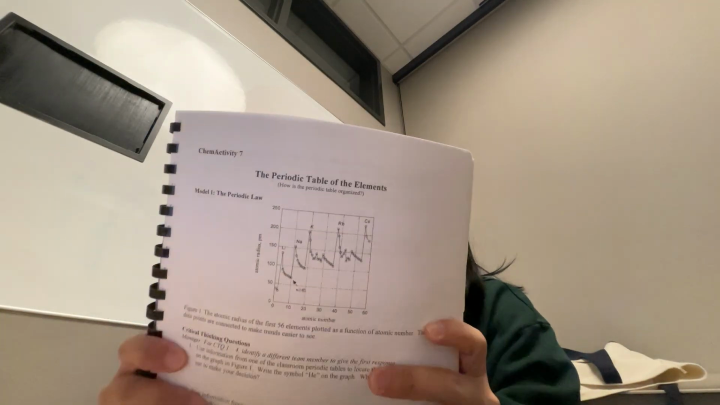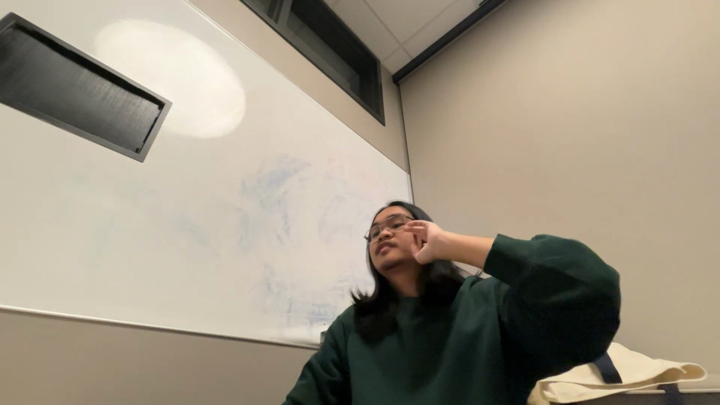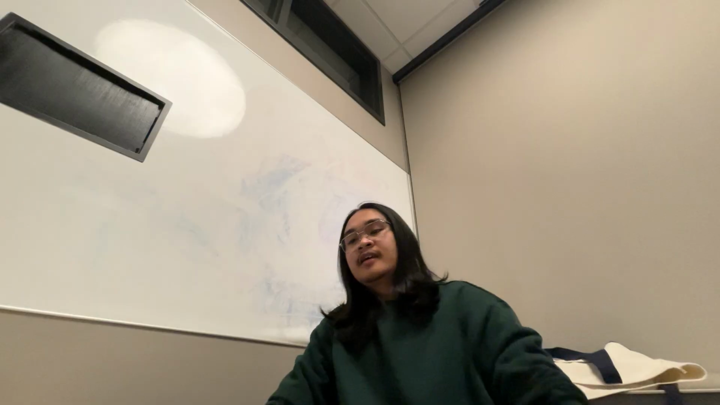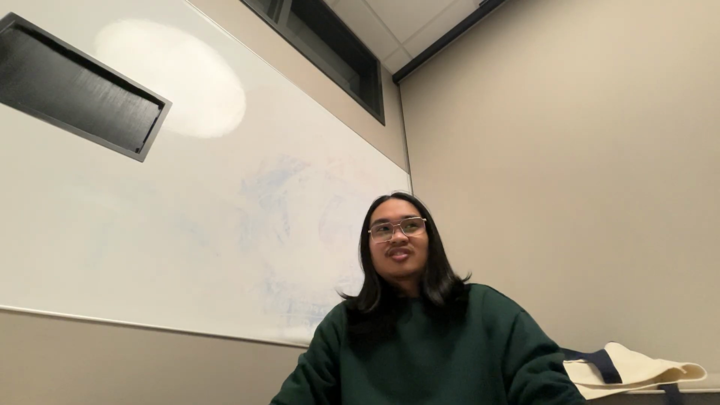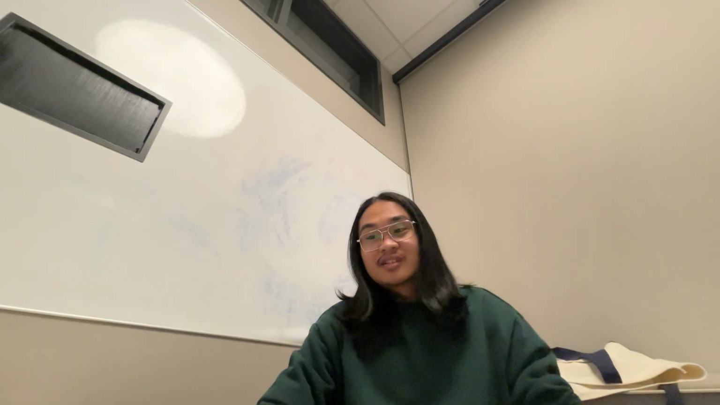So today we did Chem Activity 7, which is the periodic table of elements. How is the periodic table organized? I talk quite slow, right? So it might be helpful as well if you turn the 2 times speed on this video.